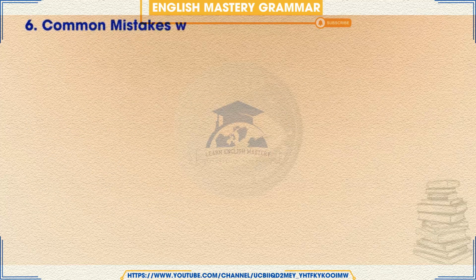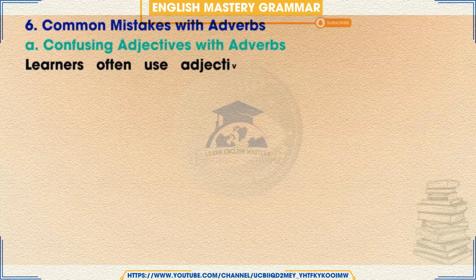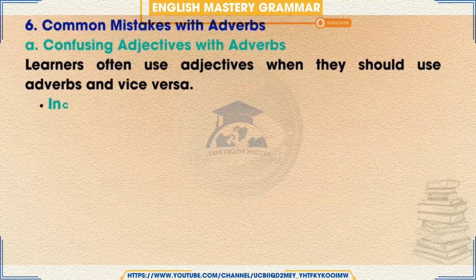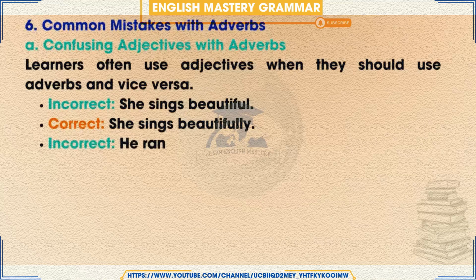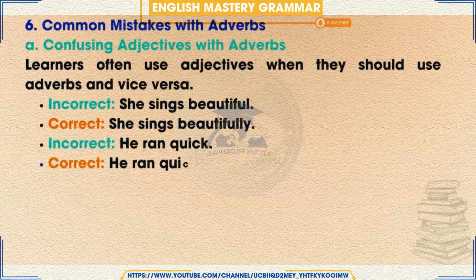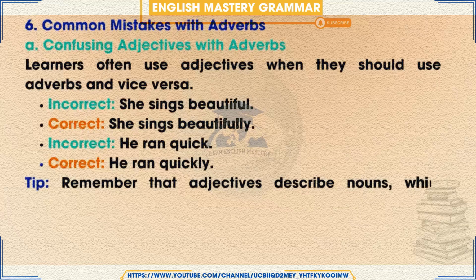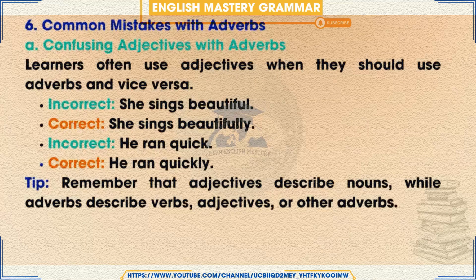6. Common mistakes with adverbs. A. Confusing adjectives with adverbs. Learners often use adjectives when they should use adverbs and vice versa. Incorrect: She sings beautiful. Correct: She sings beautifully. Incorrect: He ran quick. Correct: He ran quickly. Tip: Remember that adjectives describe nouns, while adverbs describe verbs, adjectives, or other adverbs.